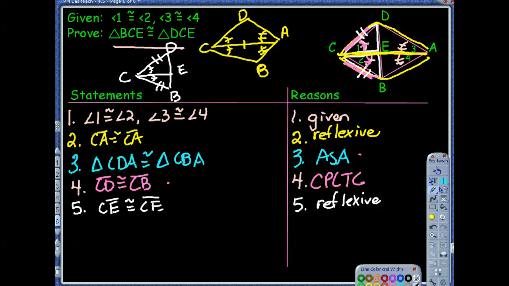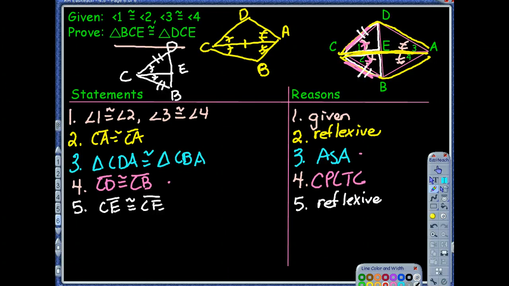Okay. Now that I've got that, I'm looking at my picture, and if I mark that reflexive side congruent, then I definitely have enough to prove those two triangles because I have all three pieces. And so I'm going to say triangle BCE, that's how they told me to name it, is congruent to triangle DCE, and that is side, angle, side.